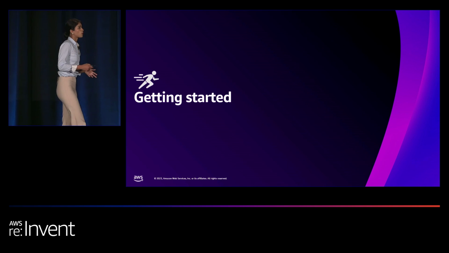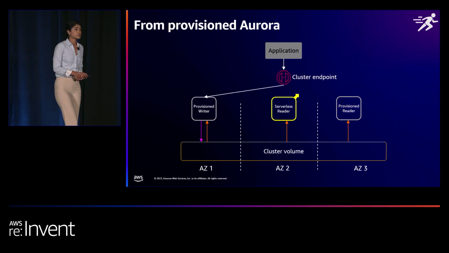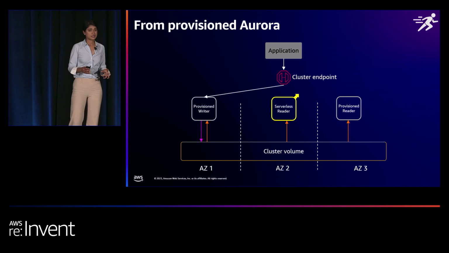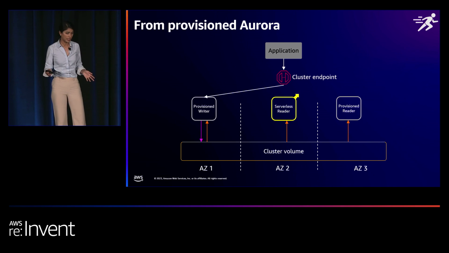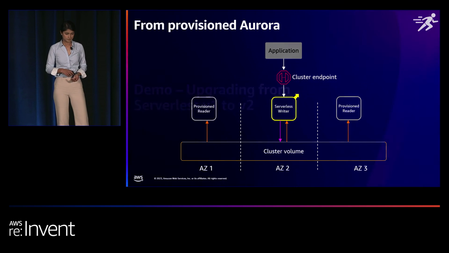Now, what if you already have a provision cluster? To get started for that, to create a serverless instance, in your existing cluster, you can create a reader. It's your typical reader that you have. Now it's a serverless V2 reader by specifying the capacity. And then once you've tested and everything works as expected, you can just do a failover, and then your serverless becomes the writer for that instance. Now you can keep the provision reader there, or you can delete it.